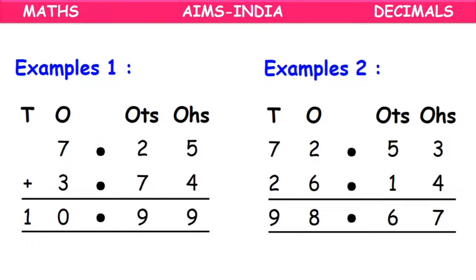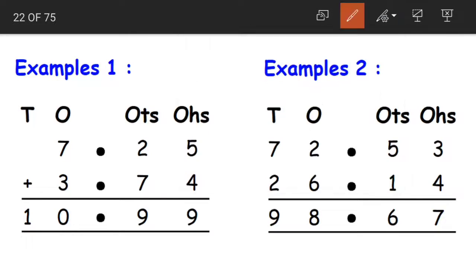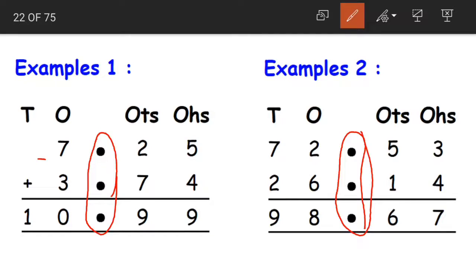Next we have a few more examples here, children. If you observe, see how neatly the points are one below the other. If we get all the points in a single line, we'll be assured that the numbers are written in their correct place values and our sum will be correct.